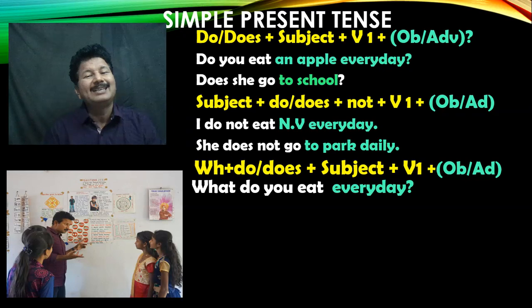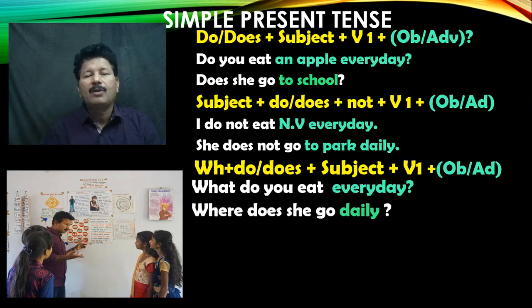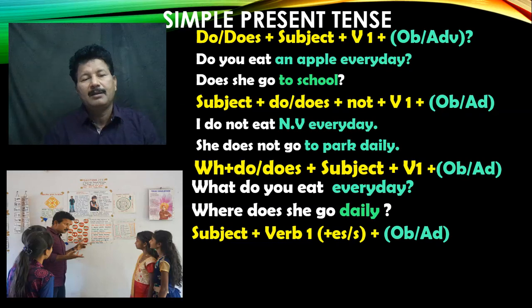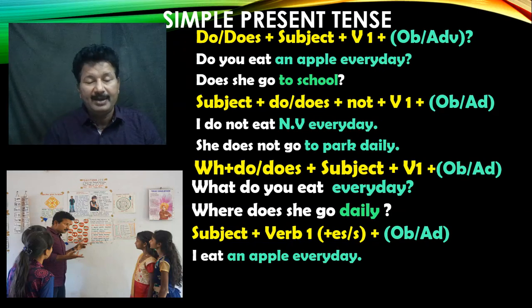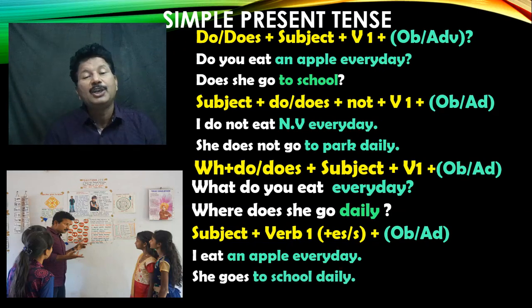WH plus do or does plus subject plus V1. This is a WH question. We usually ask, what do you eat every day? Or where does she go daily? Right? For a positive sentence, we use subject plus V1 plus object. Like, I eat an apple every day, whereas she goes to school daily. This is very important. With I and we, we use V1, and with he and she or Raj or my friend, we have to use V1 plus S or ES.